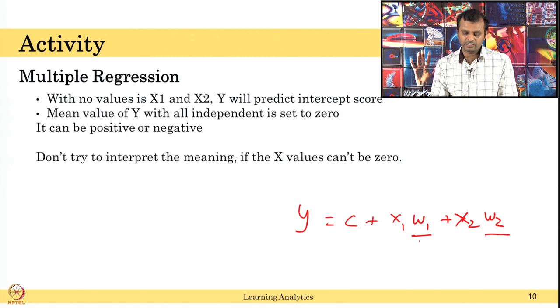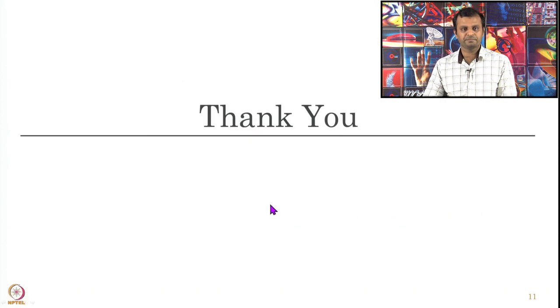You can interpret the meaning of the weights, not c. This indicates how strongly this particular variable is correlated with y, keeping all other variables constant. Okay, that is the linear regression. Thank you.